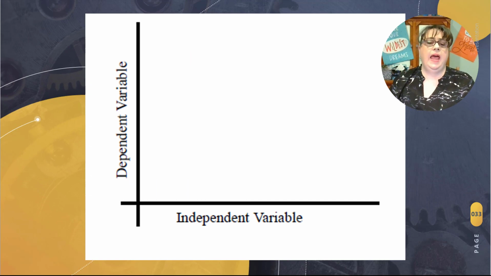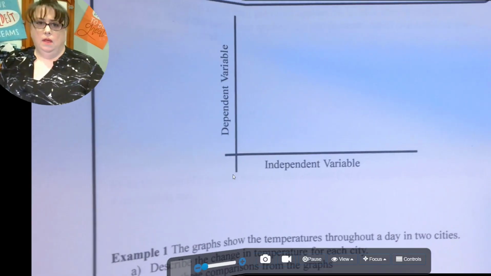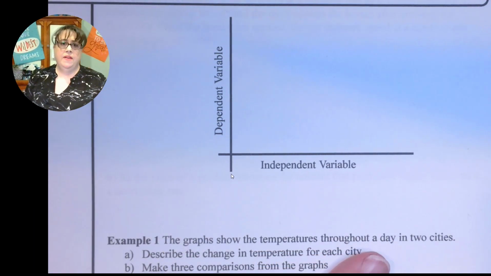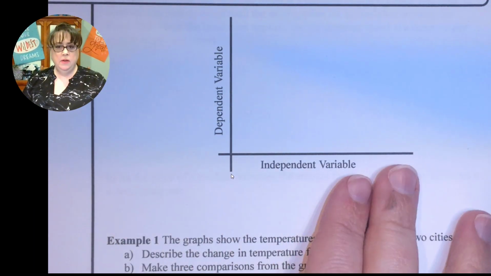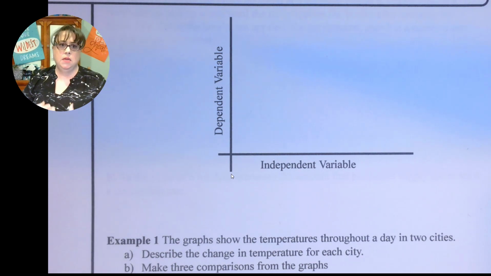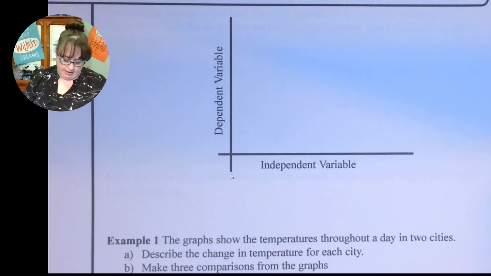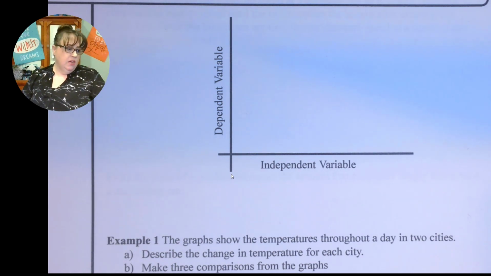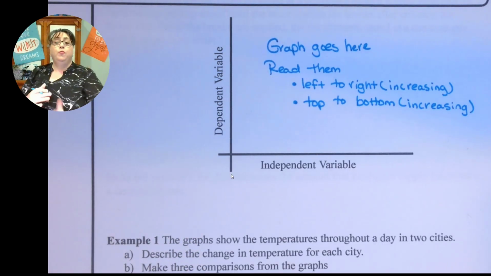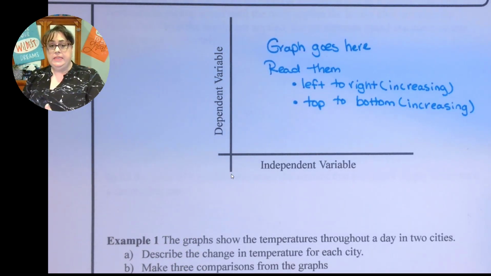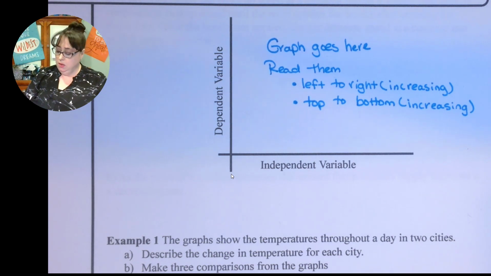Today we'll be looking at independent versus dependent variables. This is how all graphs start off, with your independent variable on the horizontal axis and your dependent variable on your vertical axis. In the center is where your graph goes. They're read from left to right increasing and top to bottom increasing.